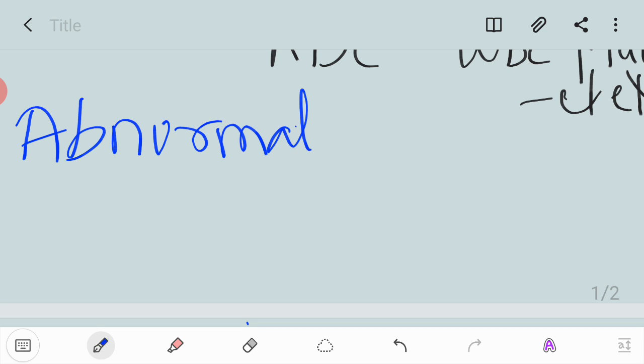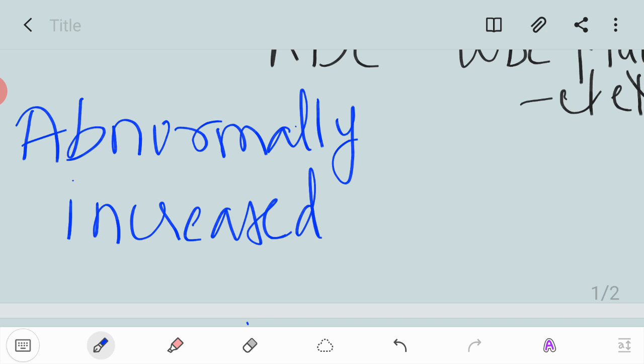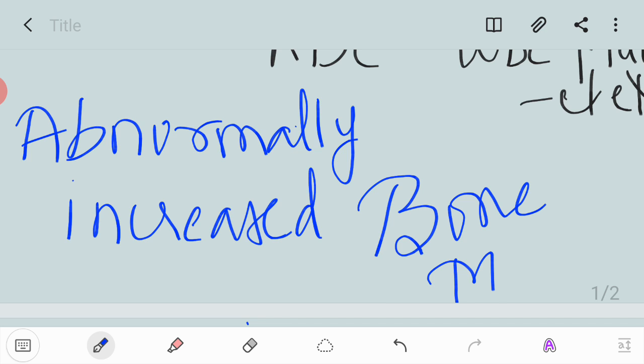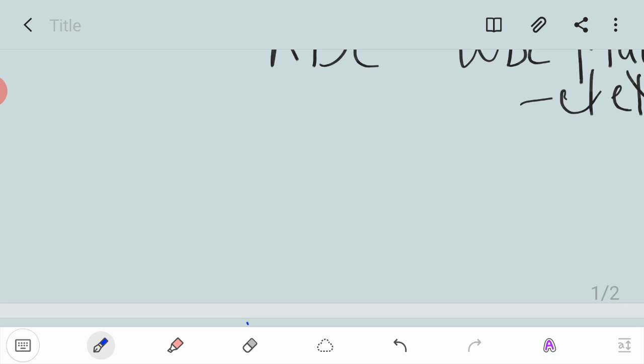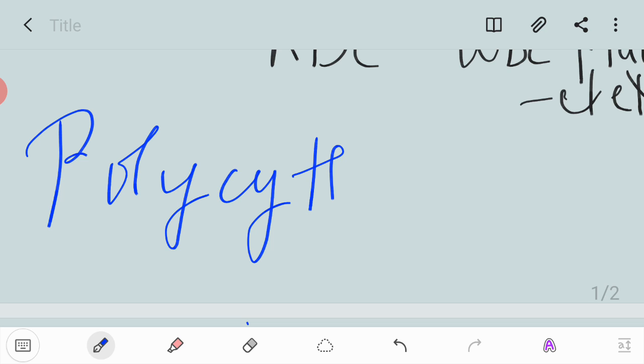Now, in a situation where RBCs are abnormally getting increased, rising, we give that the name polycythemia. Polycythemia is a disease of bone marrow. I have already said bone marrow is nothing but what produces the new blood cells. So it is a disease of bone marrow, and the name of that disease is polycythemia. Have a note of it. Clear with it?